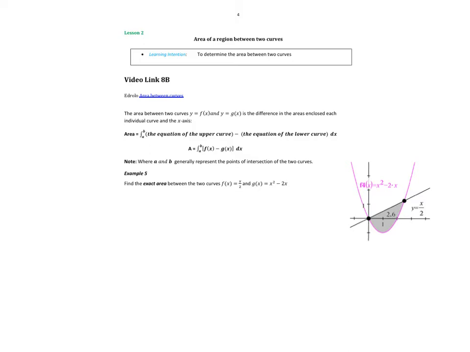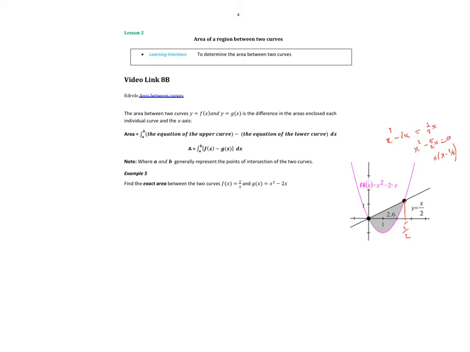Our points of intersection, solve them equal to each other. I haven't labelled them there, have I? So let's solve x squared minus 2x equals a half x, so x squared minus 5 on 2 x equal to 0. So it's going to be at 5 on 2, isn't it? So 5 on 2 is one point of intersection, 0 is the other.